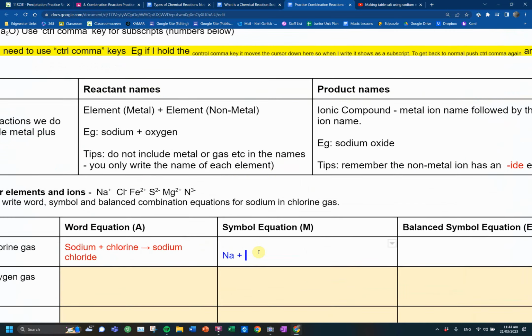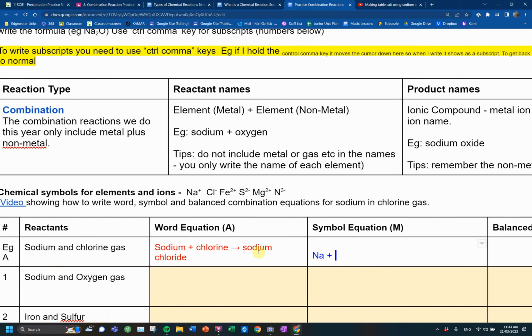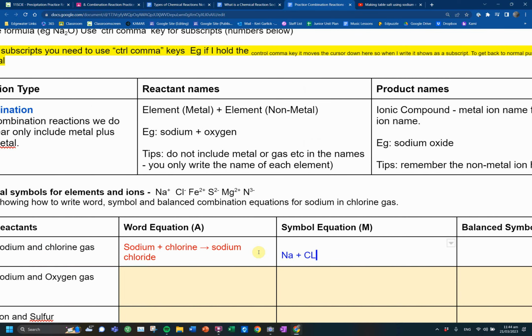All right. Next one is chlorine. So chlorine gas should be Cl, and then we're going to do control, comma. Whoa. What happened? Something is funky with these numbers. Hold on a second. There we go. I knew something was wrong.